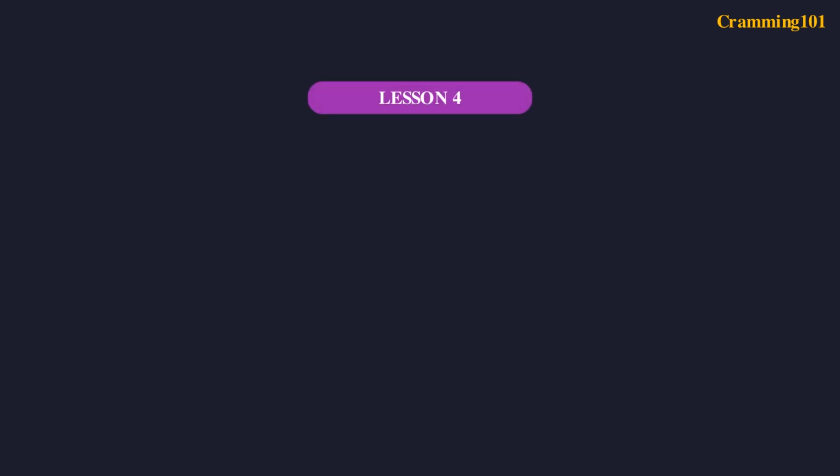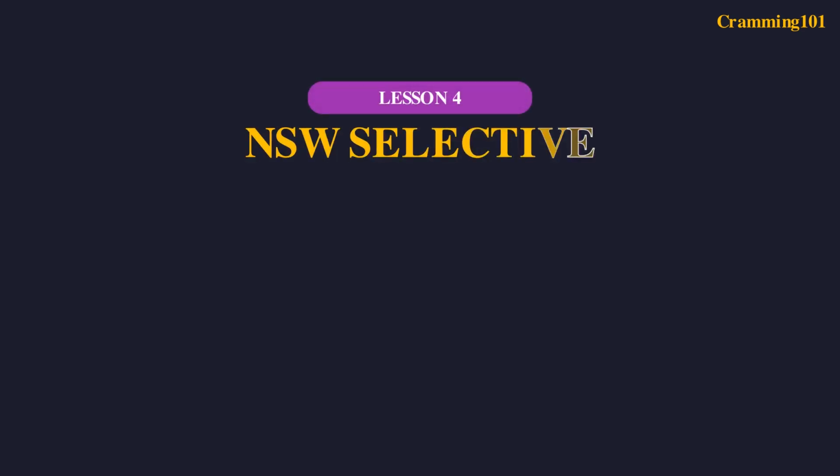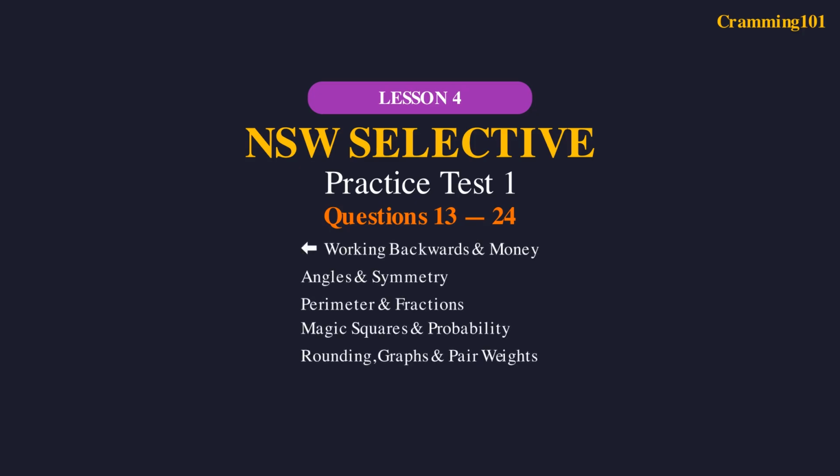Welcome to Cramming 101. Today is Lesson 4, and we're cracking the NSW Selective High School Practice Test, questions 13 through 24. This part of the test has some classic traps: working backwards, sneaky angle questions, remainders, perimeter after cuts, fractions, magic squares, probability, rounding, broken scales, graphs, and pair weight problems.